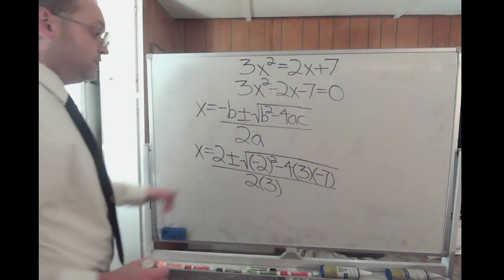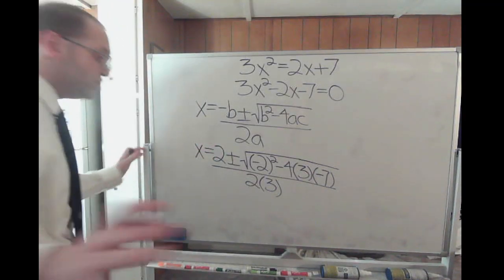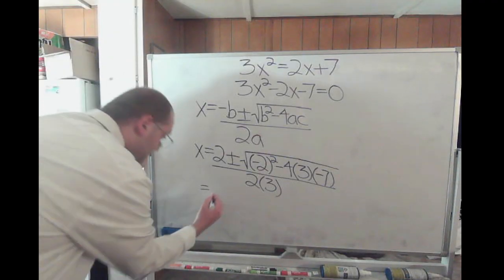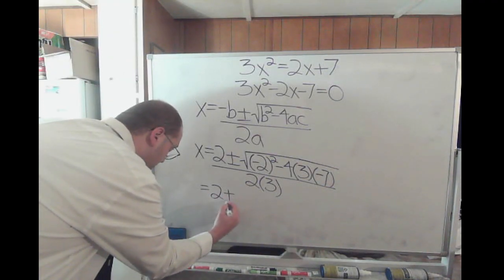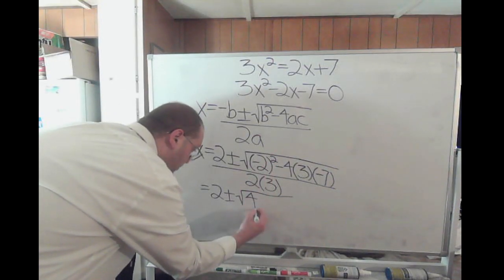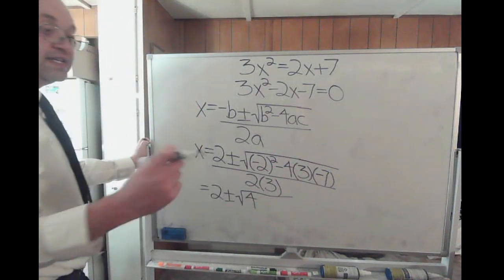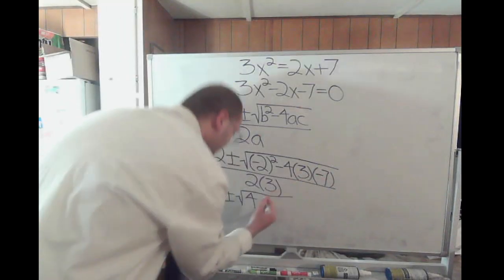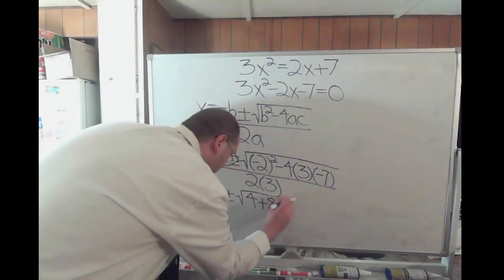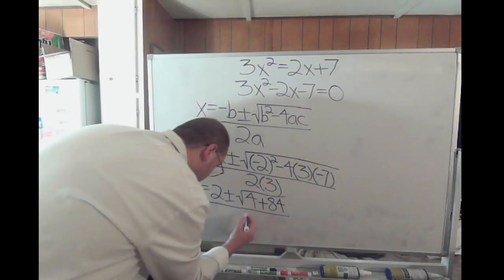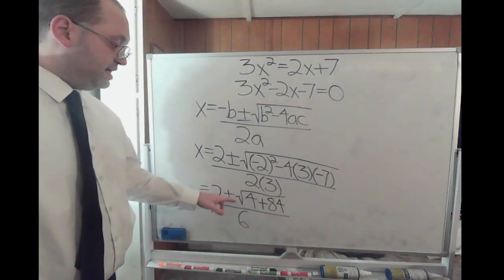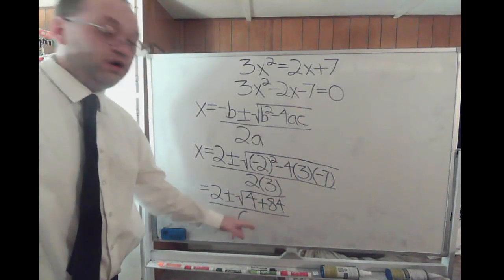Yeah, that was a fun one. You see why we don't want to just jump to the quadratic formula if we don't have to. Okay, so this will break down into 2 plus and minus the square root of, let's see, negative 2 squared is positive 4. Negative 4 times 3 is negative 12 times negative 7, that's positive 84. This will all be over 2 times 3, which is 6. So now we have 2 plus and minus the square root of 4 plus 84 all over 6.